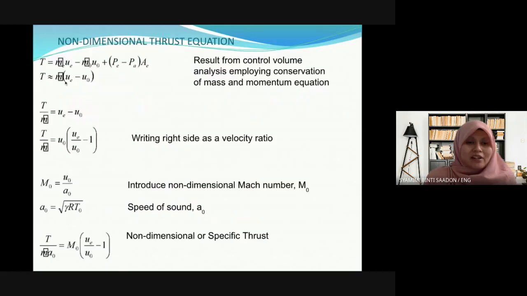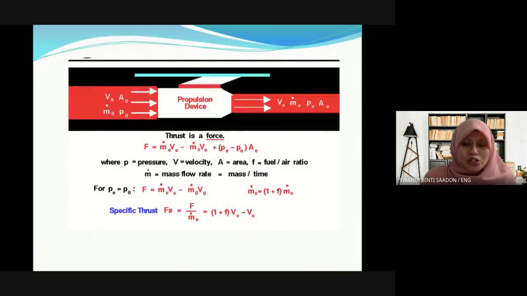Except that here we assume that ME equals M initial. It's just that usually the fuel air ratio F is very, very small, which means that the fuel mass flow rate is usually very small compared to the air mass flow rate. So sometimes F is like 0.01 or 0.02, or 0 point something, right?